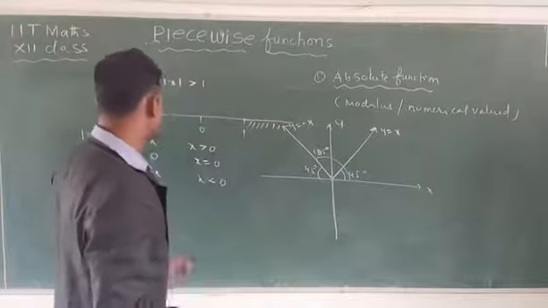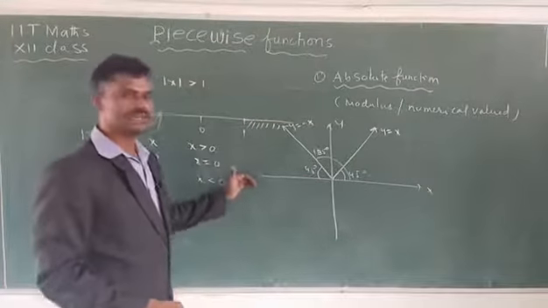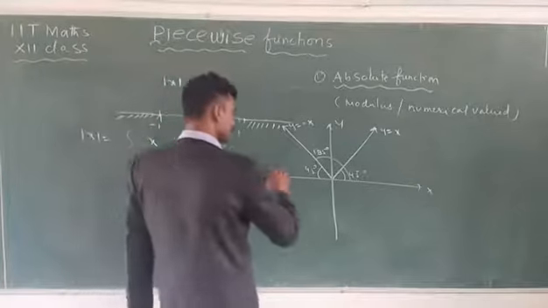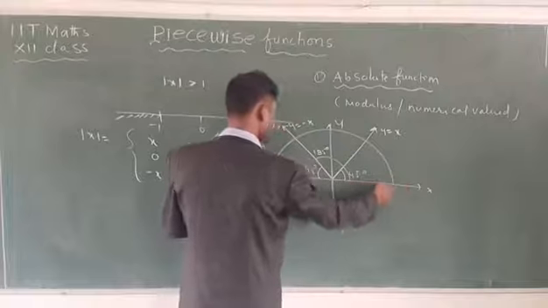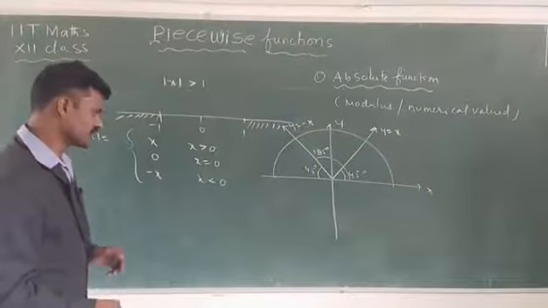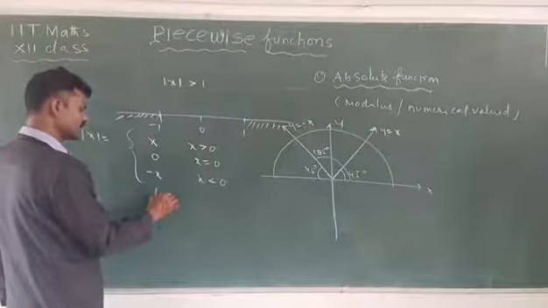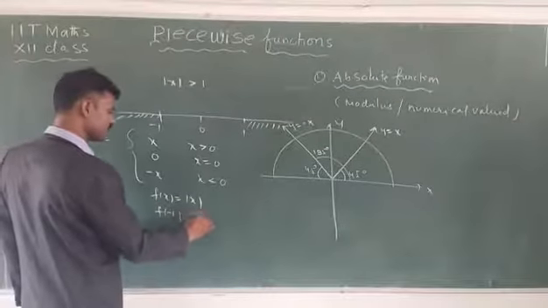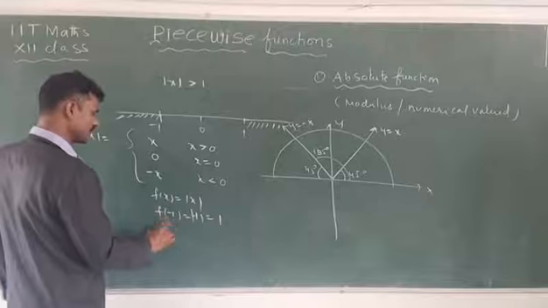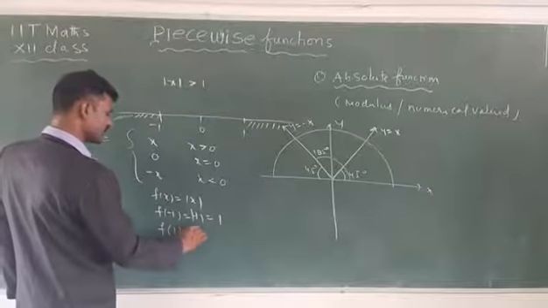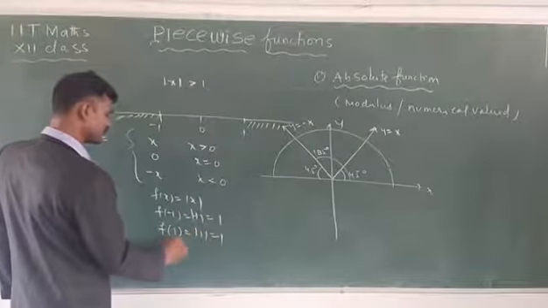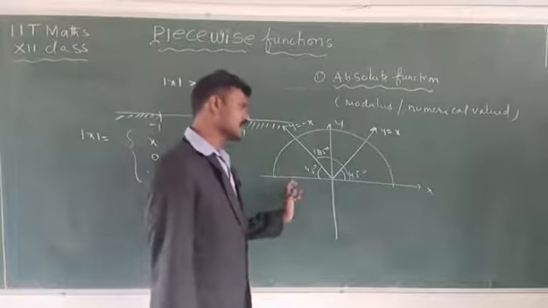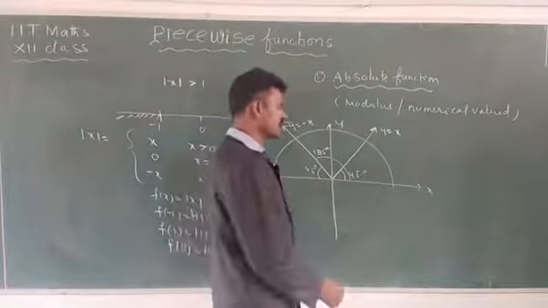Now see here, we can give both negative and positive values. It lies between 0 and 180 degrees. That means f of x is equal to modulus of x. f of minus 1, modulus of minus 1 is equal to plus 1. f of 1, modulus of 1 is equal to 1. And f of 0, modulus of 0 is equal to 0. Now you can take any real value.